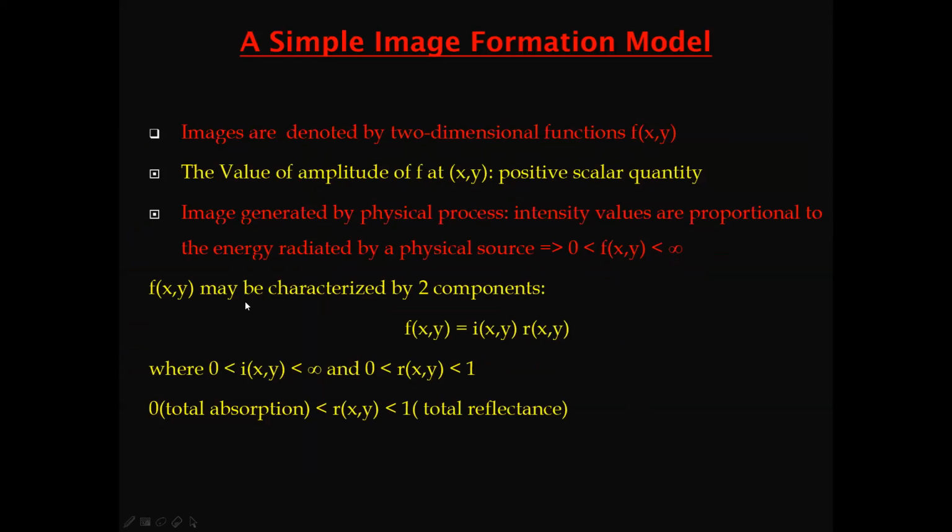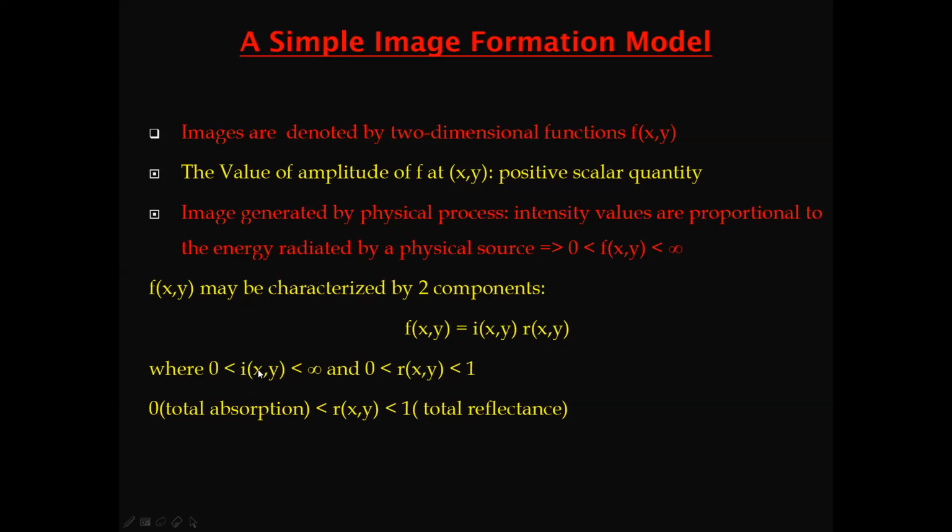And f of x comma y may be characterized by two components, that is f of x comma y is equal to I of x comma y times R of x comma y. Here I of x comma y is nothing but the illumination component, and R of x comma y is nothing but the reflectance component. So an image can be represented as a multiplication of the two components, the illumination component as well as the reflectance component.